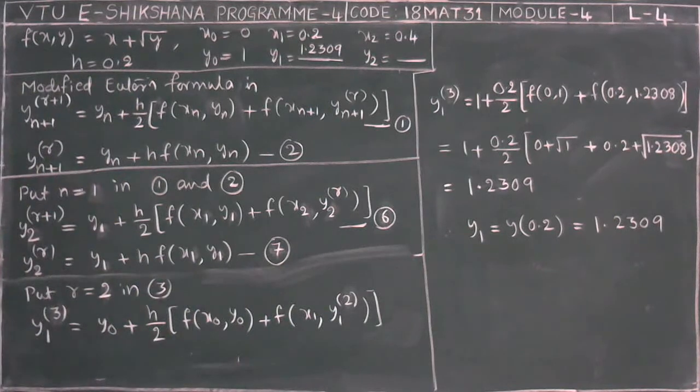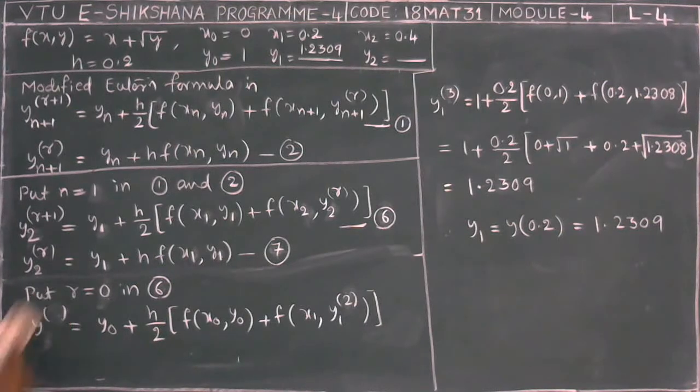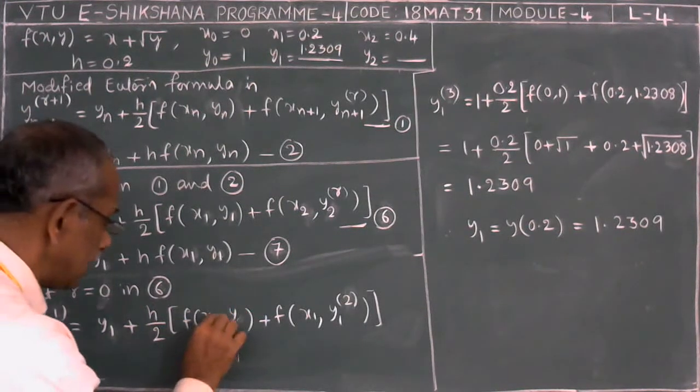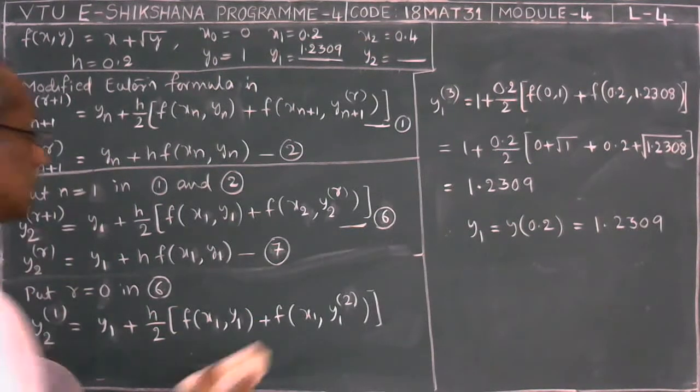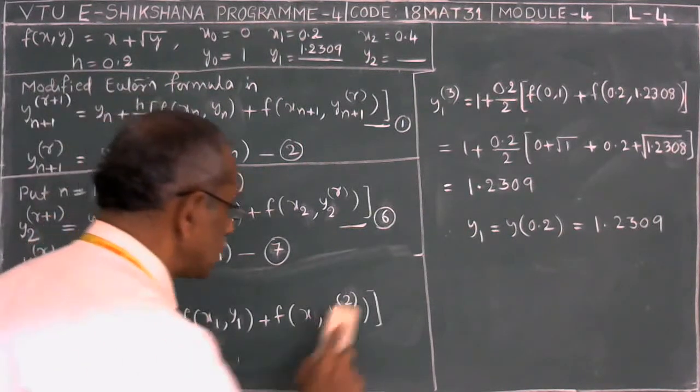Okay, so now put r is equal to 0 in 6. So what do we get? y2 1 is equal to y1 plus h by 2 f of x1 comma y1 plus f of x2 comma y2 0.